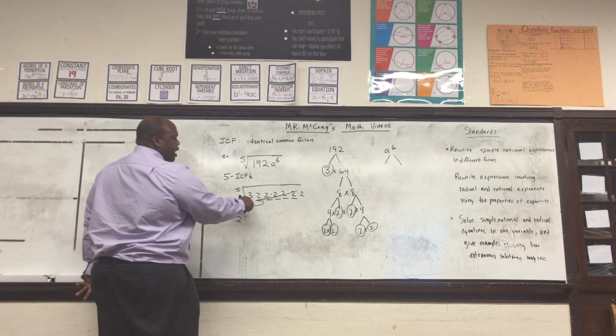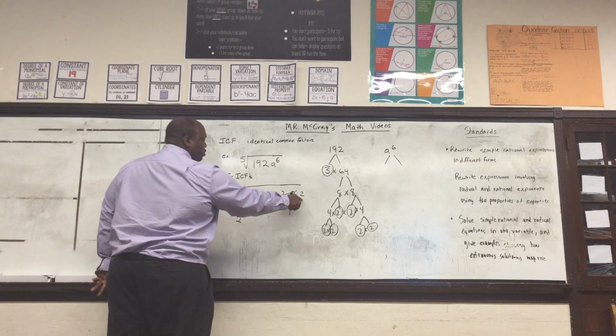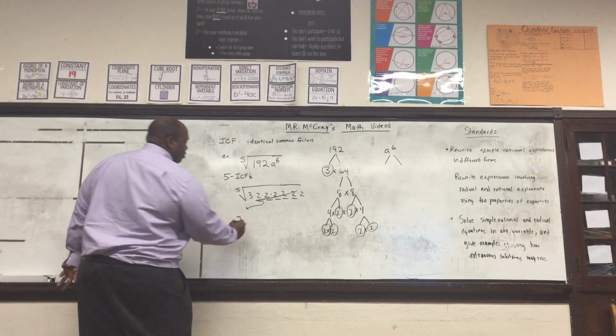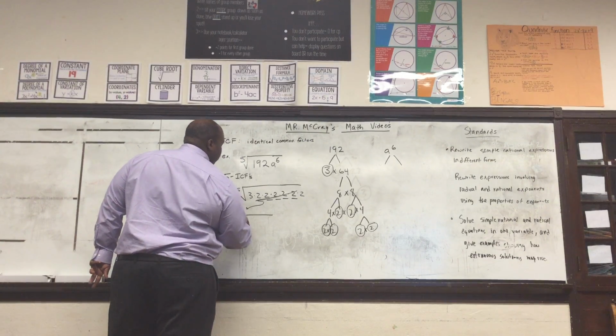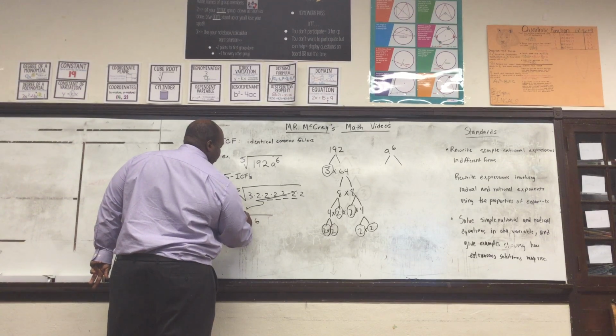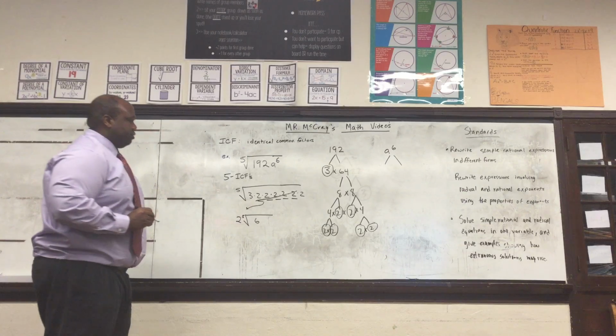Okay? Now we have 2, 3, and 2. We're going to multiply those 2 together. That would give us 6. So it's going to be 2 times the 5th root of 6. Okay, that's one portion of the answer.